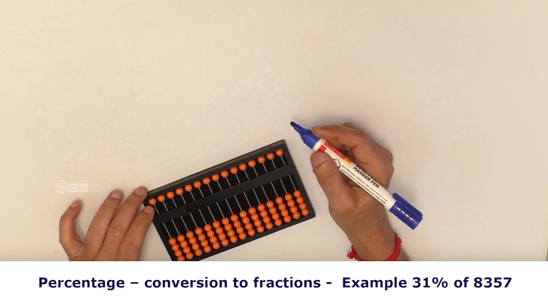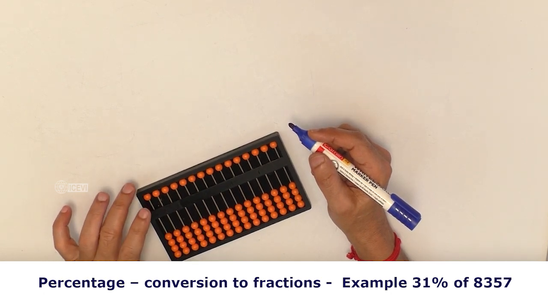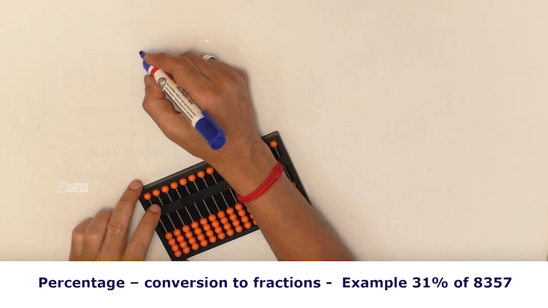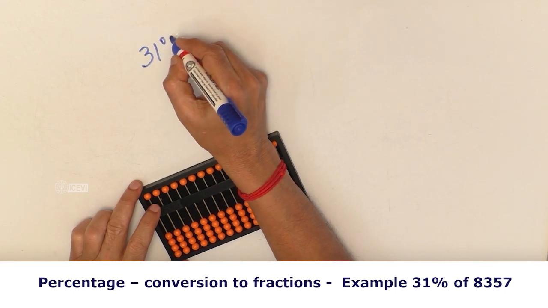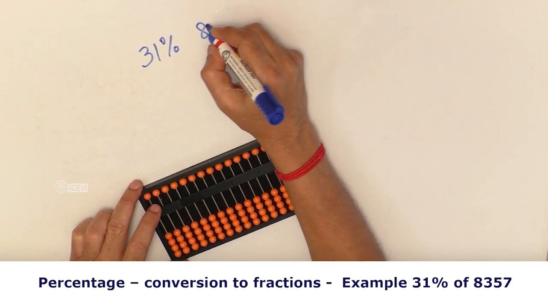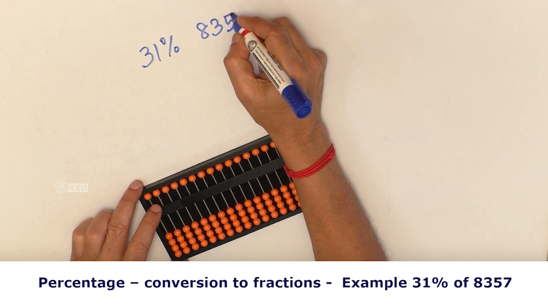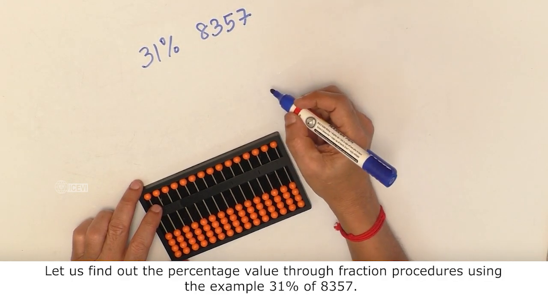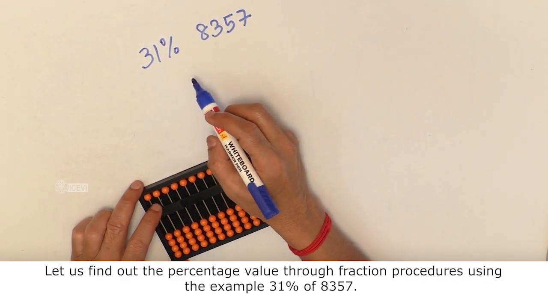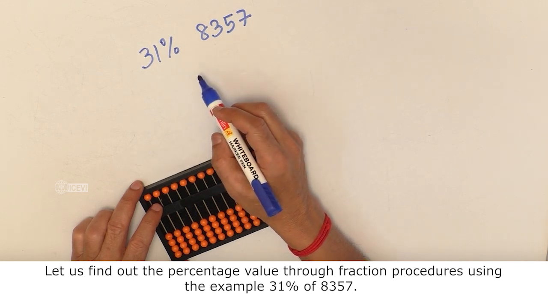Title of the video: Percentage by Conversion to Fractions. Example: 31% of 8,357. Let us find out the percentage value through fraction procedures.